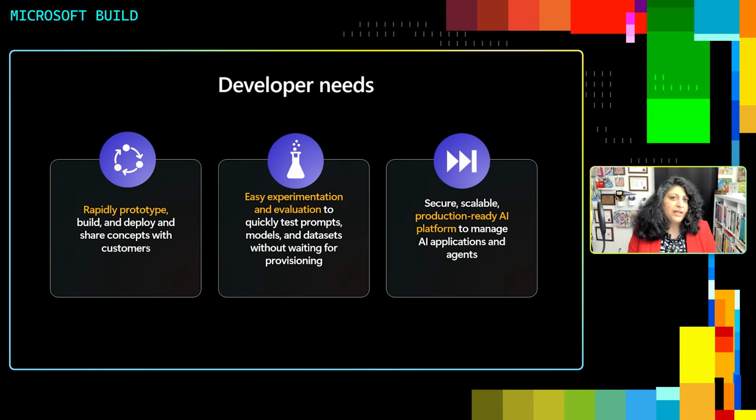Let's think about it in terms of 3 developer needs that we meet. First, when building these agents in a microservices approach, we need to rapidly prototype, build, and deploy them so we can actually have real customers try them out. Next, we understand that things will change. Models may change. Your prompt requirements may change. Your situation, the environment you're in, may change. We need ways to do easy experimentation and evaluation to test these prompts, models, and datasets without having to reprovision each time. And last but not least, your app has to be trustworthy. We need mechanisms for secure, scalable, and production-ready development. And that means having a unified end-to-end platform that provides all these capabilities for us.